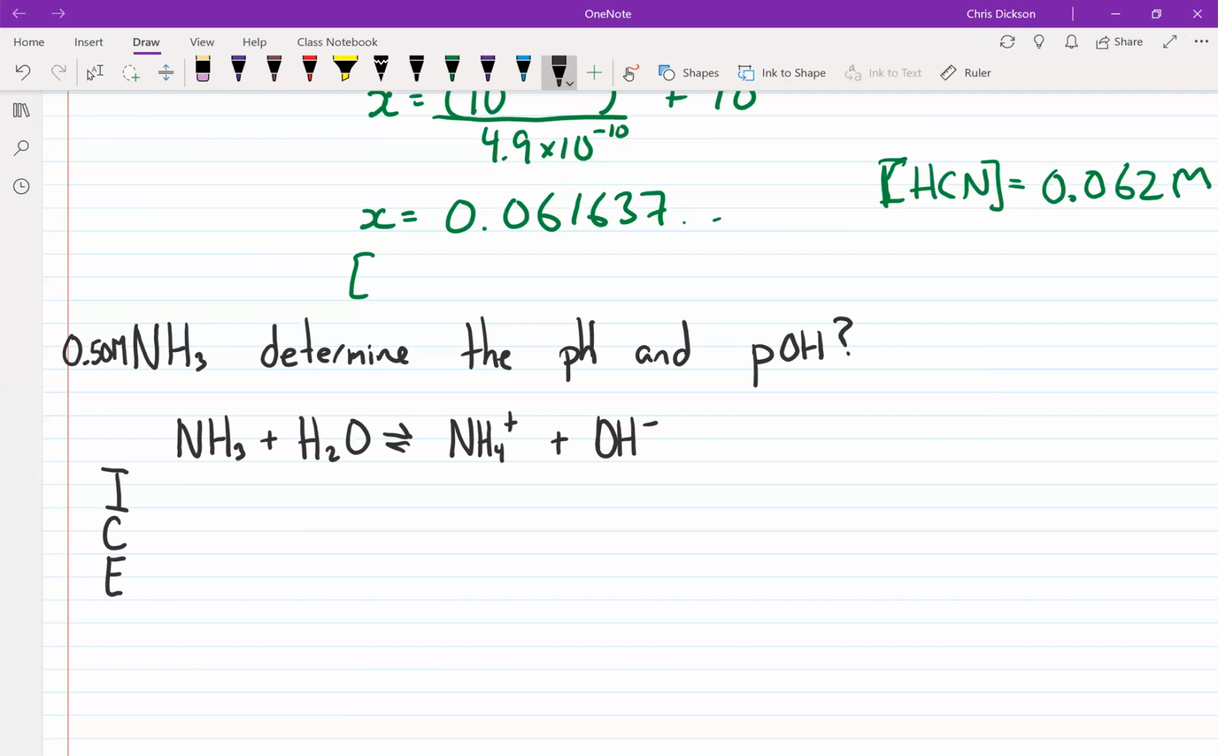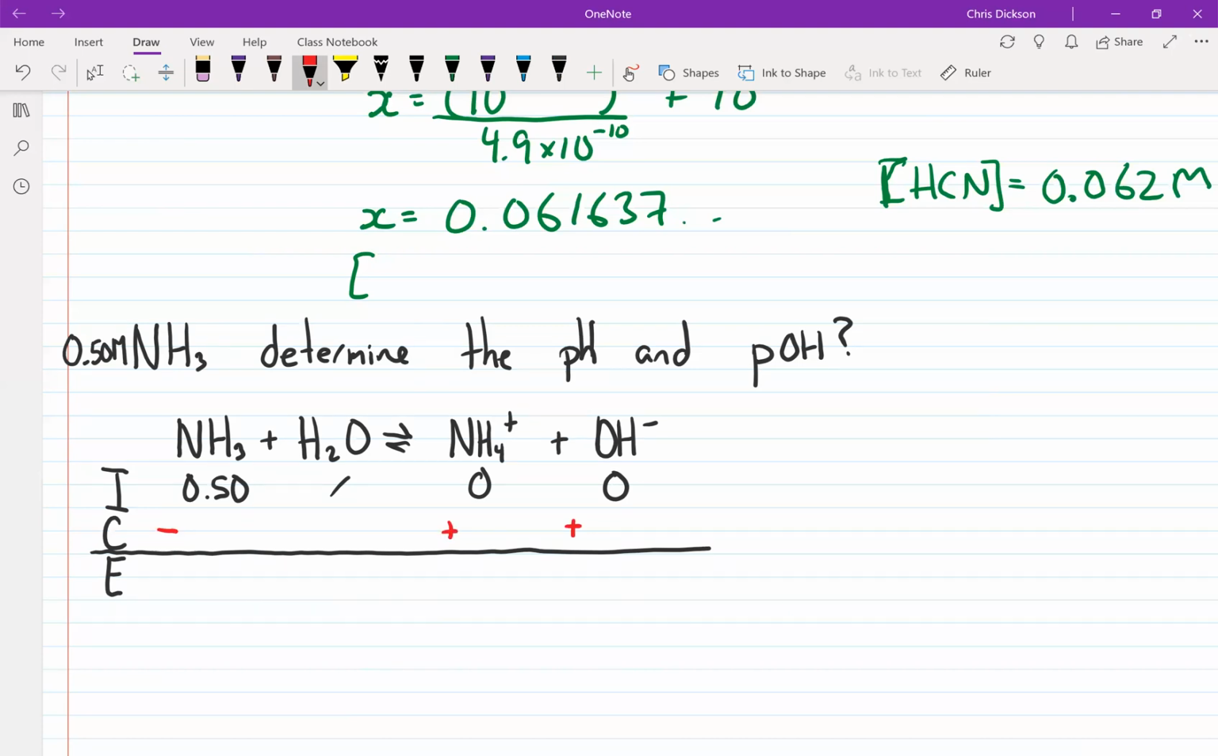And I would say the initial concentration is 0.50, no water, 0, 0. And now it's going to shift. So basically that's all I kind of know right now, so I'm going to switch colors for things I don't know. It's going to shift to the right, and it's going to decrease on this side.